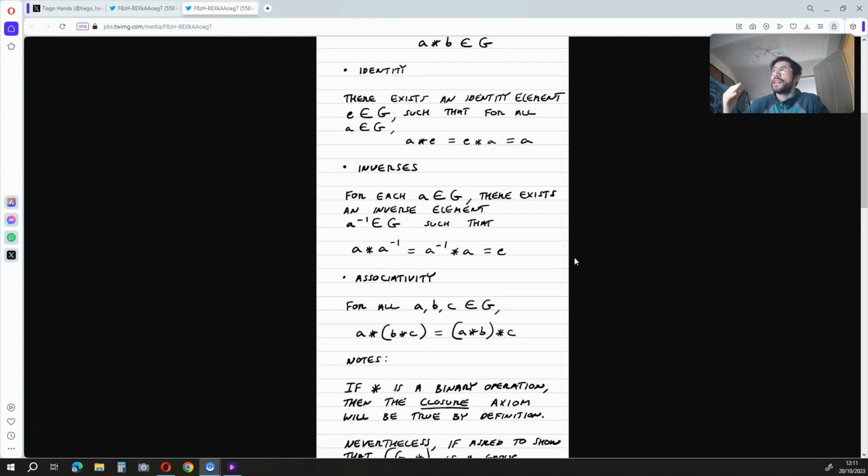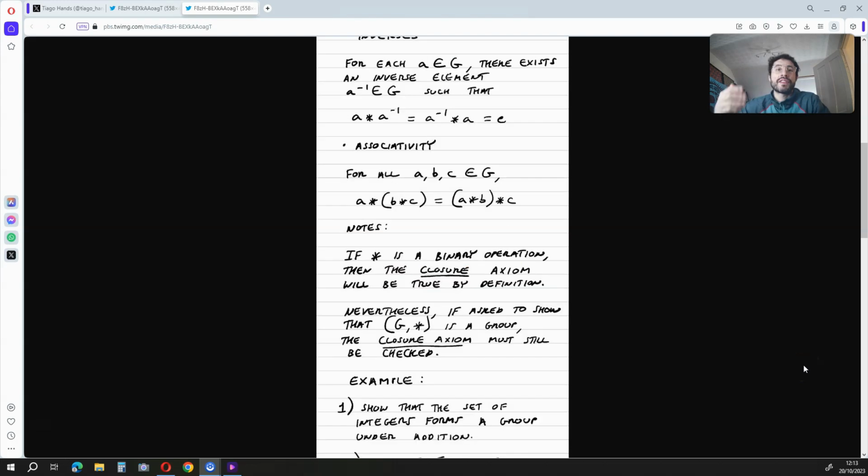The third axiom is the inverses axiom. That is, for each A, which is an element of G, there exists an inverse element, A to the power of minus 1, which is an element of G, such that A asterisk A to the power of minus 1 is equal to A to the power of minus 1 asterisk A, which is equal to E. Now, the final axiom is associativity. That is, for all A, B, C, which are elements of G, A asterisk (B asterisk C) is equal to (A asterisk B) asterisk C.